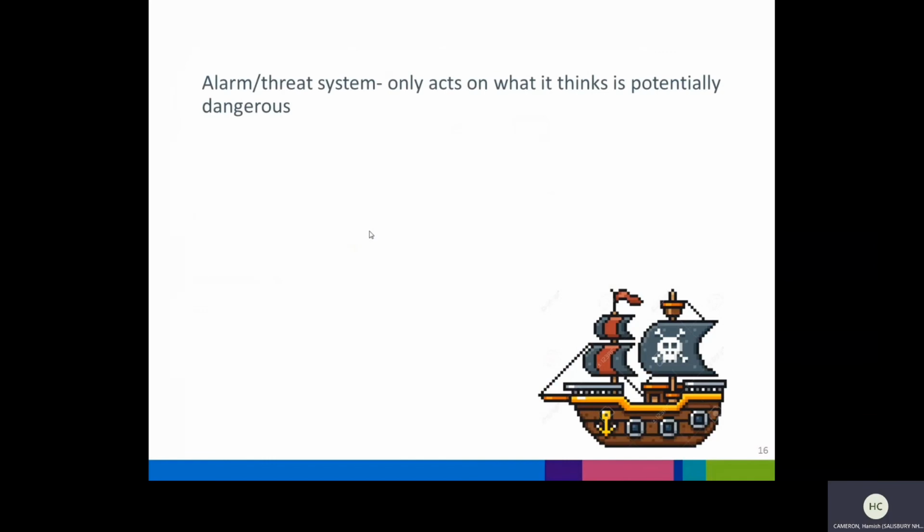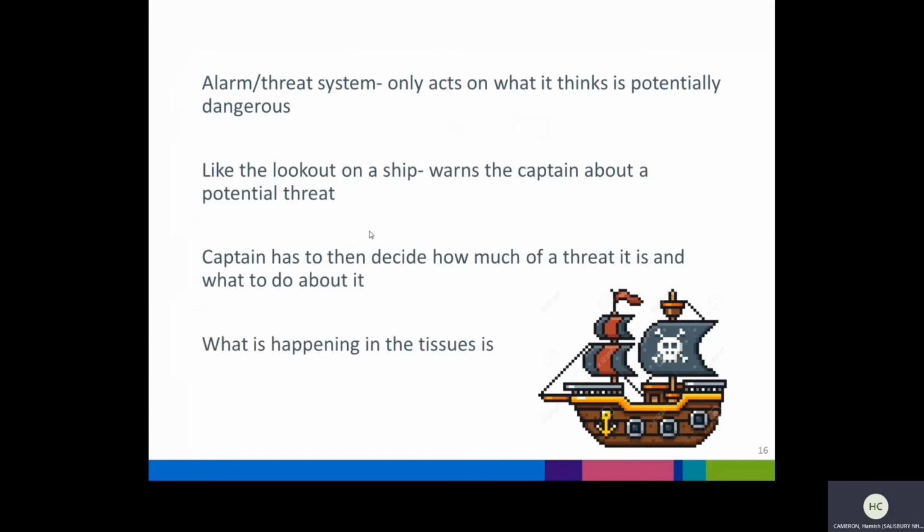So as a quick summary, pain is there as an alarm, as a threat system, and it acts on what it thinks is potentially dangerous. If you think about our pain system as a pirate ship, you have the crow's nest at the top, which are our sensors as a lookout system. They warn our brain, our captain, about the fact that there may be some danger, and then the captain of the ship has to make a decision about how much threat or not we are under. What's happening in the tissues is just one part of that pain experience.